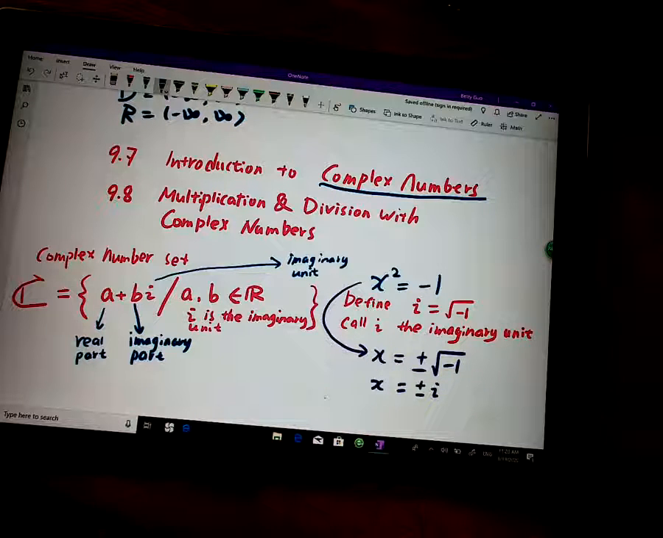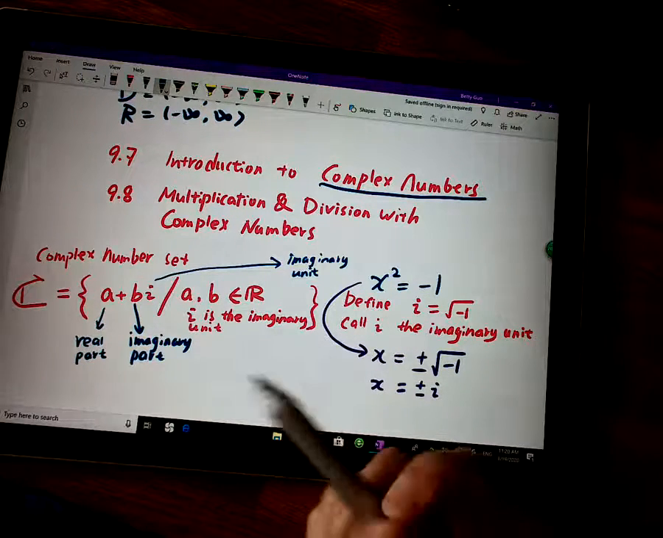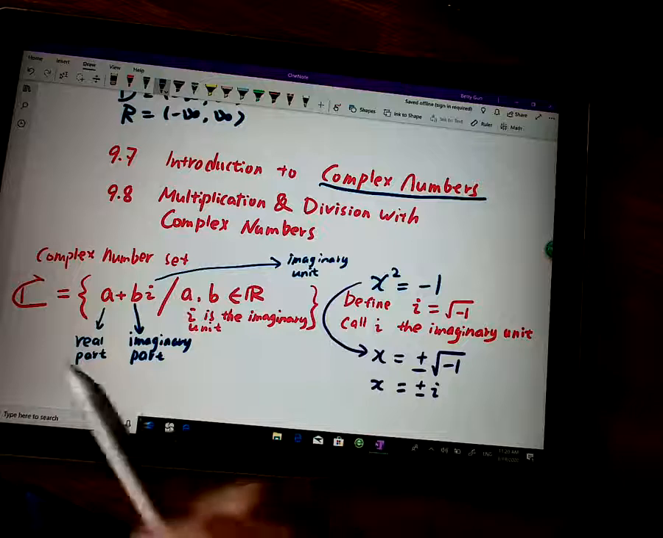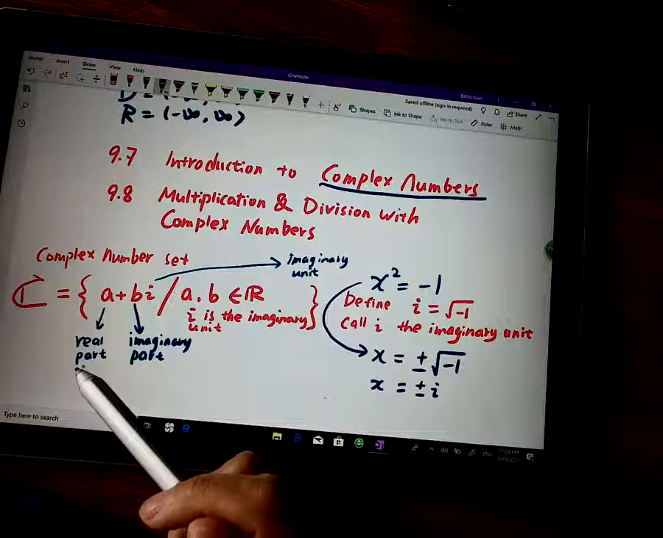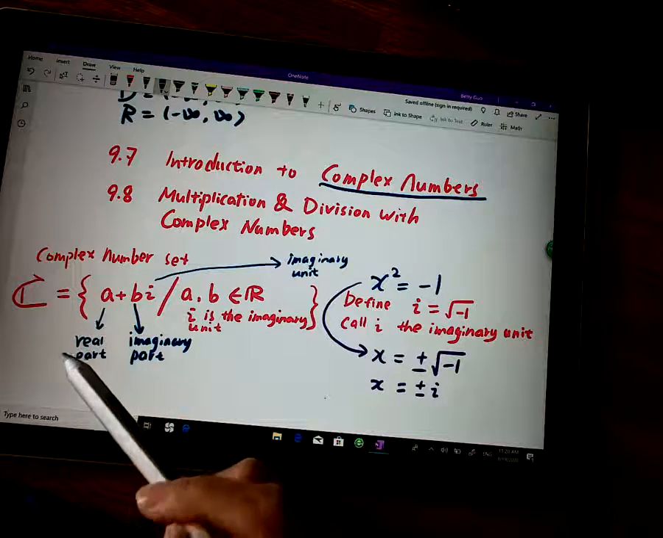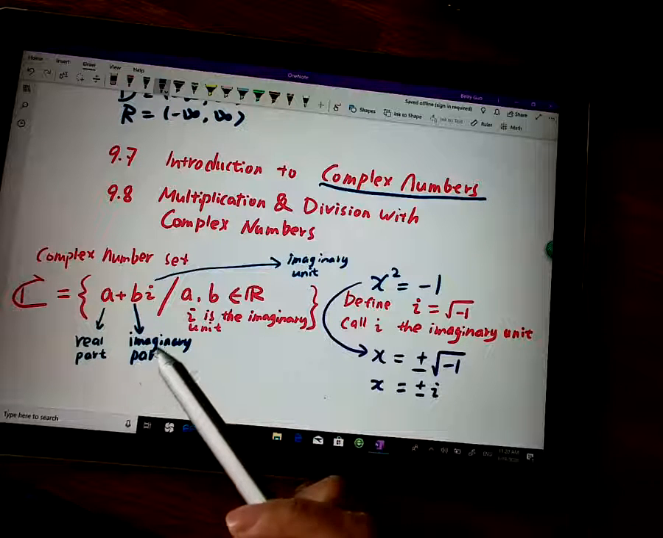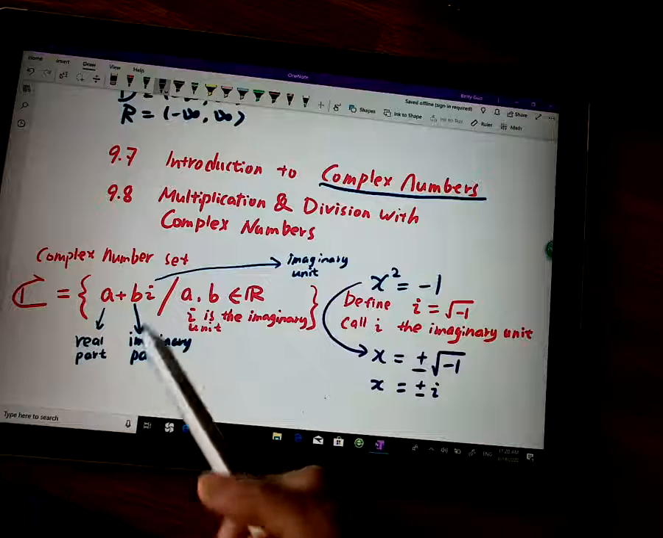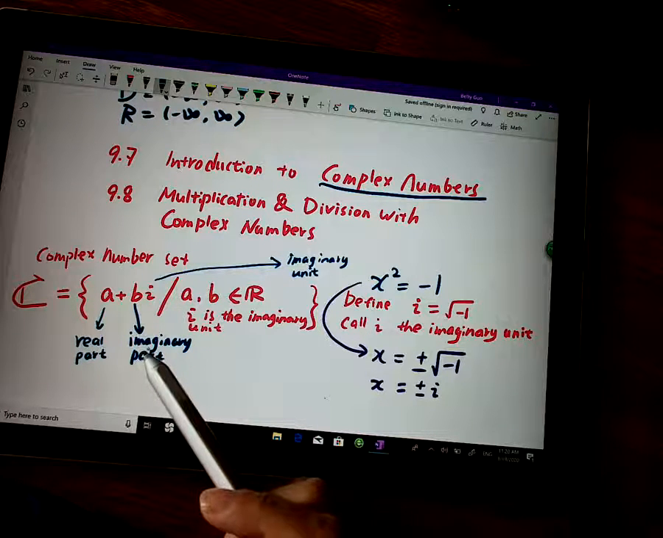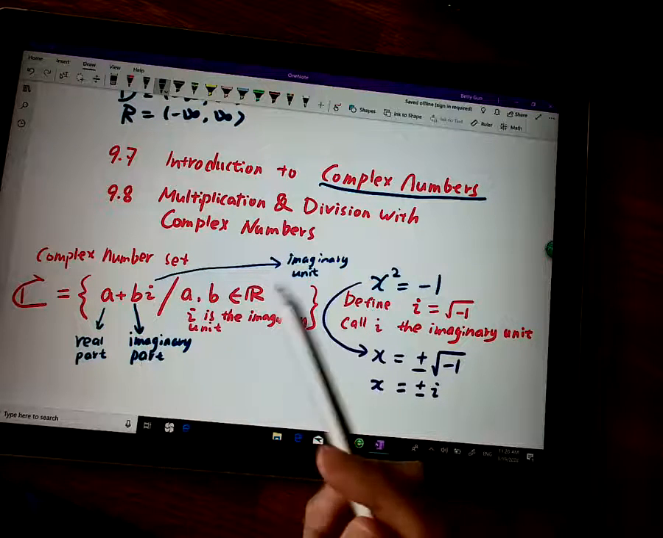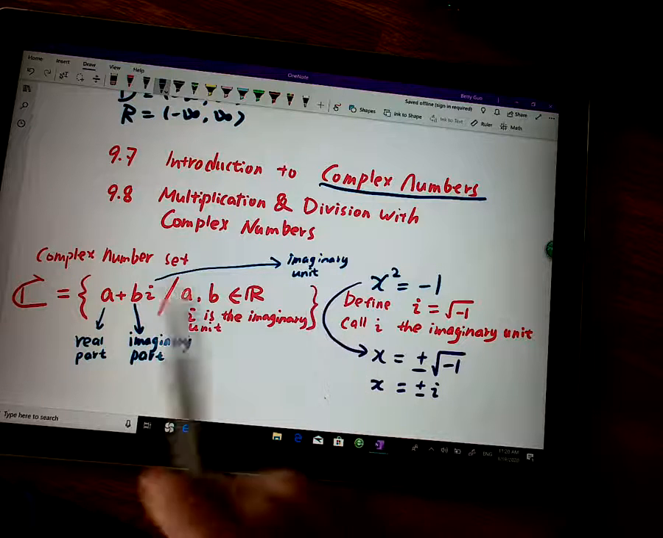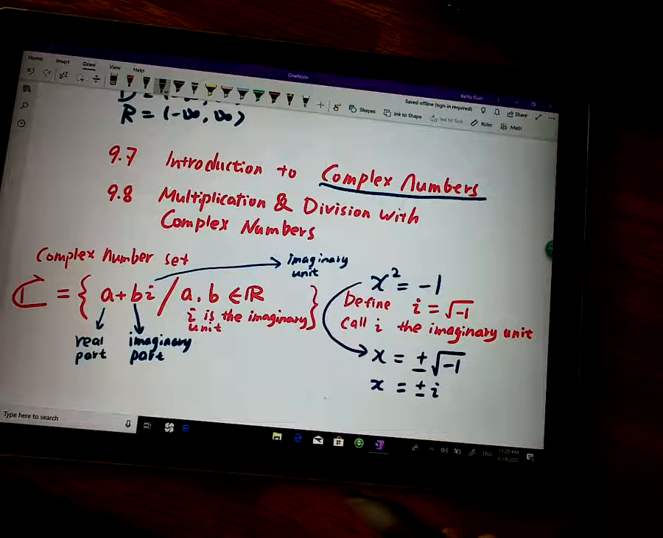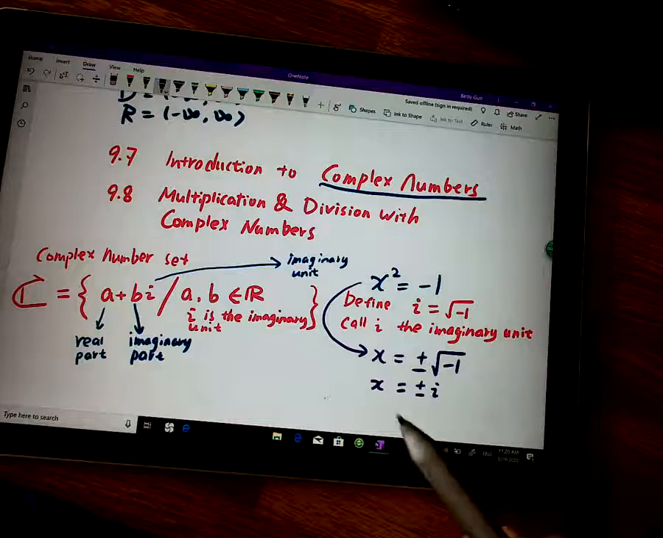Any number which can be written in that form is a complex number. A here is the real part. A is a real number. B here is called the imaginary part. It is the coefficient of i. B is also a real number. i is the imaginary unit. i is not a real number, okay? i is not a real number.